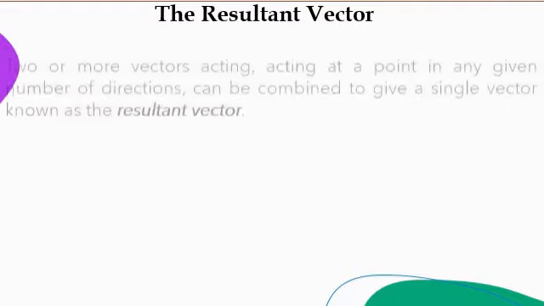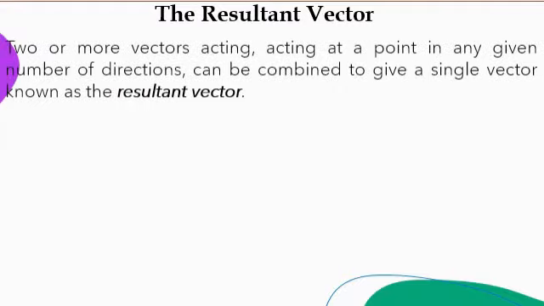Two or more vectors acting at a point in any given number of directions can be combined to give a single vector known as the resultant vector. Now, vectors generally act at points or on objects. If you have a force acting on a load, the force is the vector quantity, and then the load is the point of action.